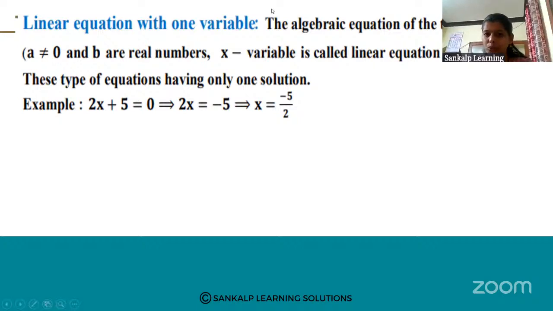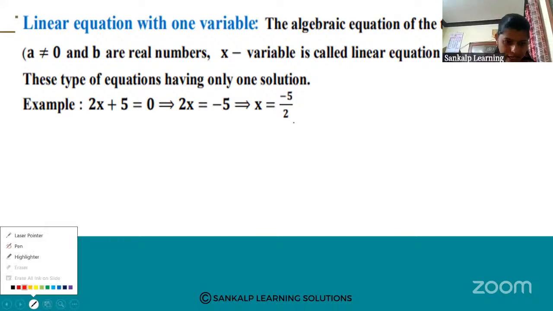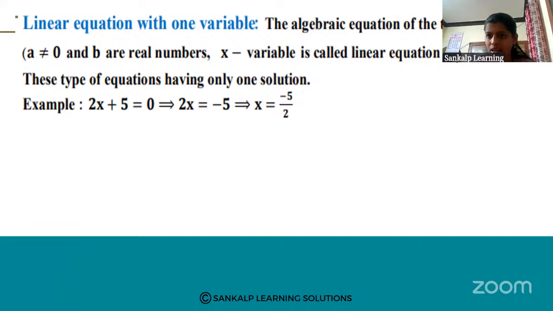See, a linear equation with one variable is an algebraic equation of the type ax plus b is equal to 0, where a is not equal to 0, and a and b are real numbers, okay? And x is a variable. This we call a linear equation with one variable. Here only one variable we are using, that is x. Here x is there. That is the variable. Only one variable we are using, and a and b are real numbers. This is the standard form of linear equation with one variable, right?